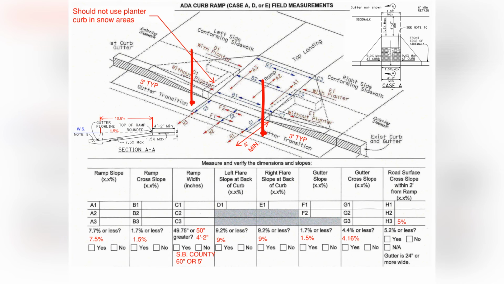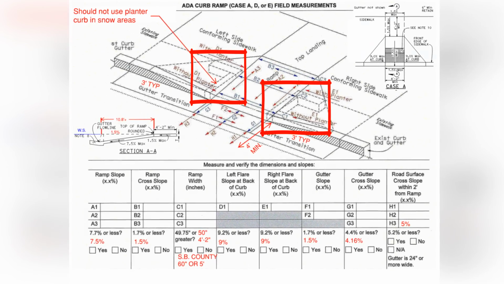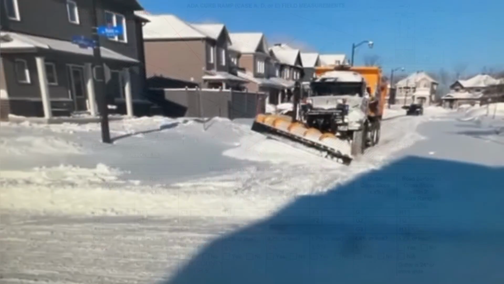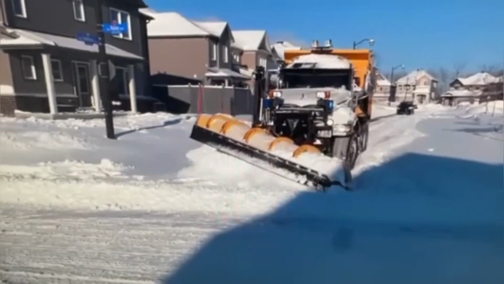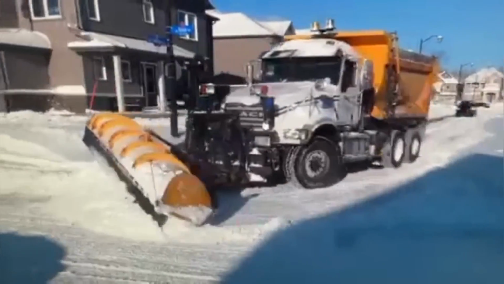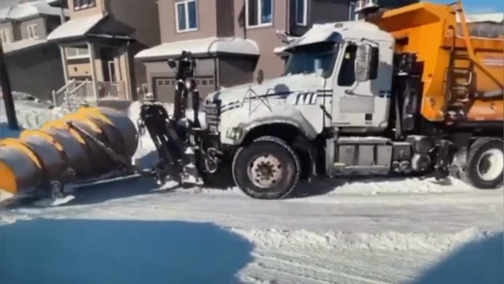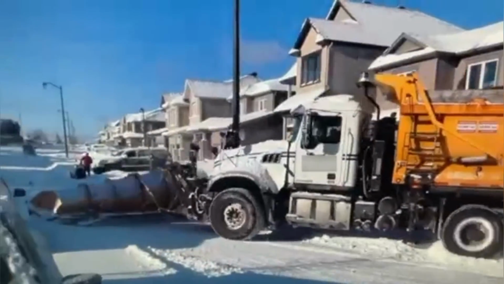When building ramps in a snow area, the vertical curb ramp should not be used. The curb and ramp can be damaged if the blade of the snowplow hits the blunt end of the curb. It can also damage the plow itself. These ramps should always be designed with a wing so there is no blunt end.